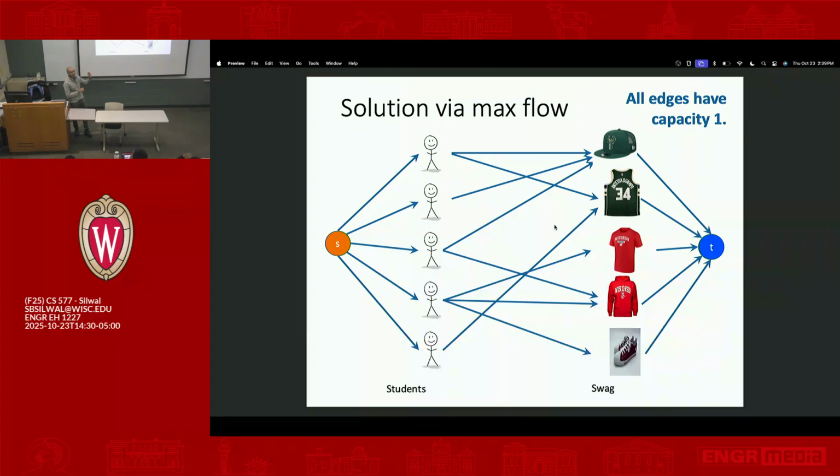But how can we enforce that? Because students have different amounts of things coming out. Like this person would be happy with three things, some other people would be happy with two things, some other person just wants one thing. How can we enforce that only one unit of stuff comes out?